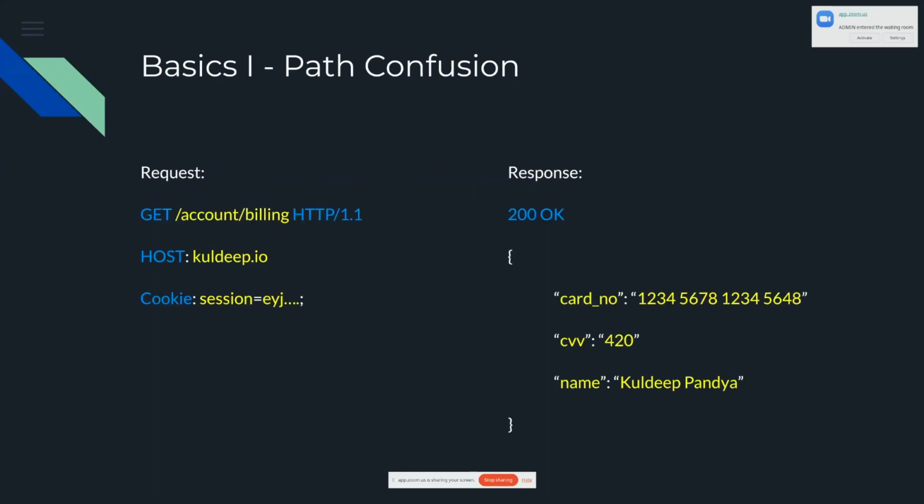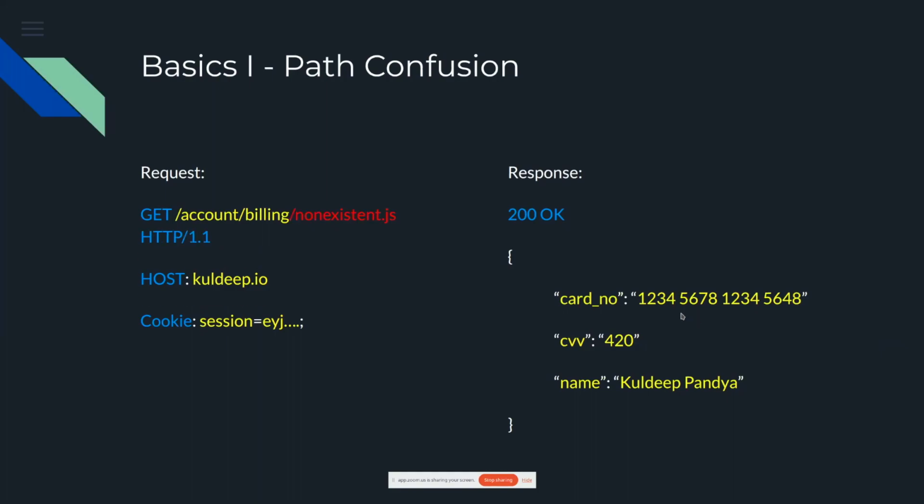So we have a nice little request and response here. This is how a normal request looks. You send a request to /account/billing, and in the response you can see the card number, CVV, name on card and everything. So this is how a normal request will look. But if there is a misconfiguration in routing, you can send a request like /nonexistent.js, and it will still respond with the card details.